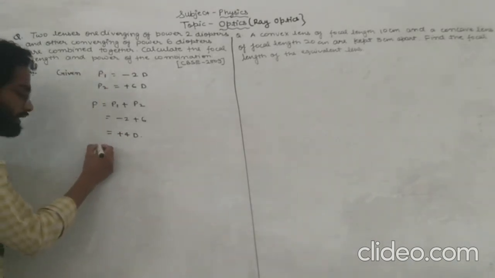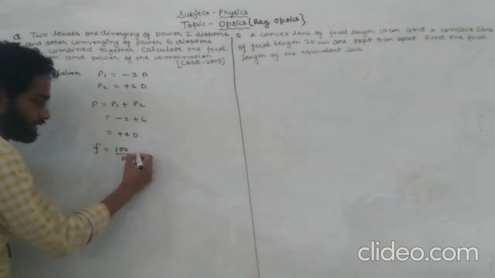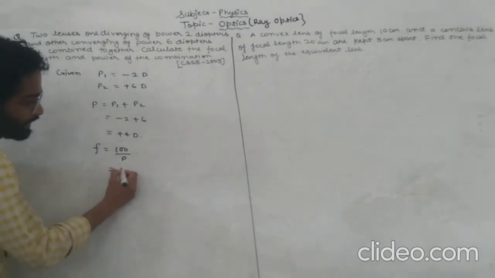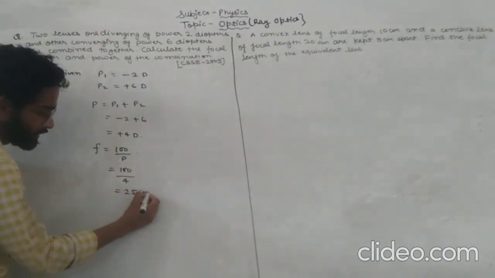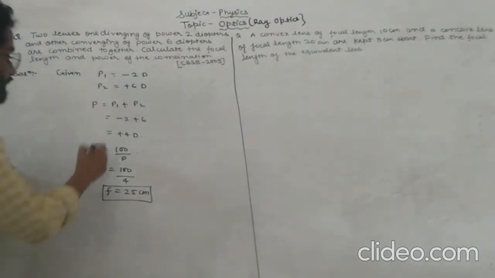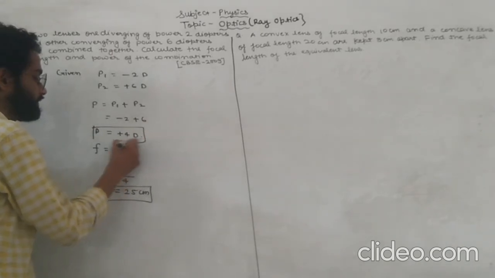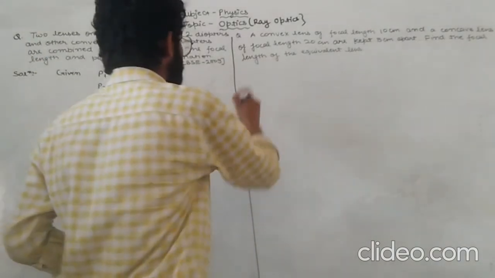Now the next one is to find the focal length. F is equal to 100 upon P, for centimeters. So 100 upon 4 is 25 centimeter. So the focal length of the combination is 25 centimeter and the power is +4 diopter. This was all about the first numerical, and it was a very easy numerical.